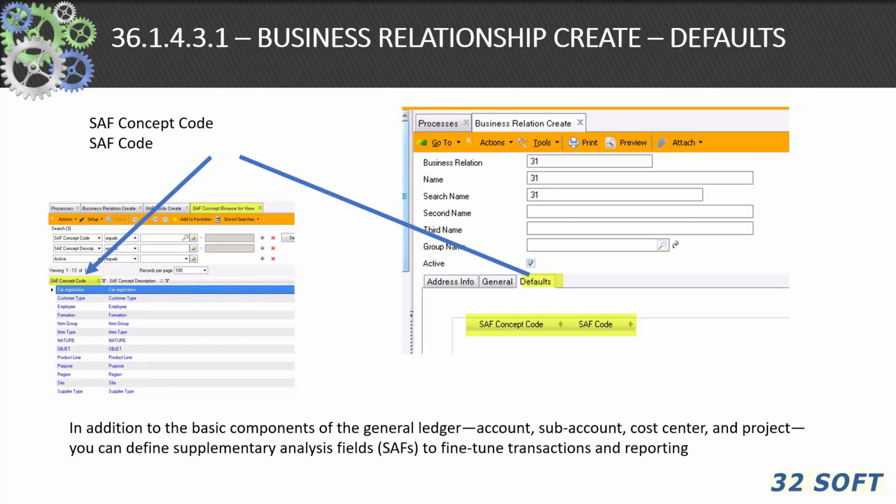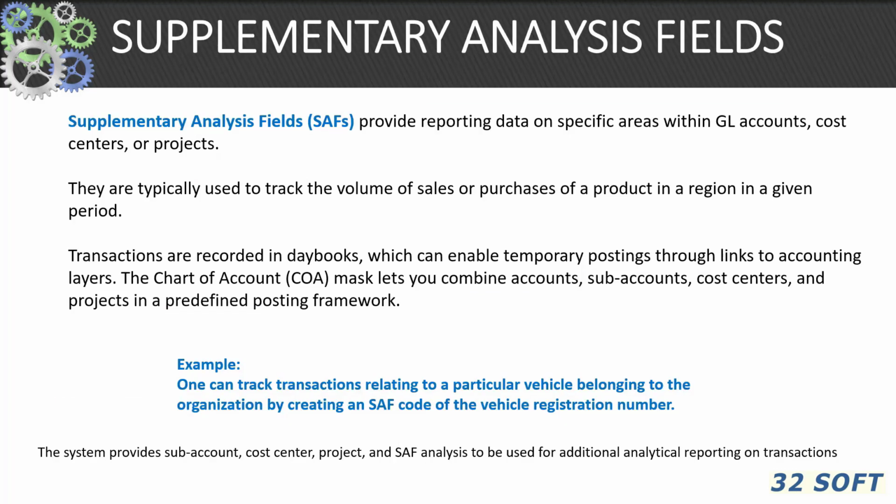The defaults tab in the business relationship allows you to create these supplementary analysis fields. A supplementary analysis field provides for reporting of specific areas in GL cost and projects. So it gives you a great flexibility in reporting the GL transactions and reports out of the accounting functions. For example, you could track all of the transactions relating to a particular vehicle, belonging to the organization by creating an SAF code for the vehicles based on their registration number.